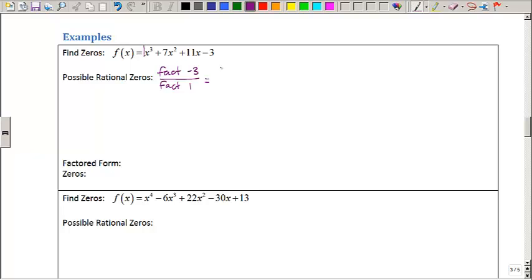The factors of 3 are plus or minus 1 and plus or minus 3. The factors of 1 are plus or minus 1. And when I divide that out, I'm getting possible rational zeros of 1 divided by 1, which is plus or minus 1, and 3 divided by 1, which is plus or minus 3. So first off, we have the list of possible rational zeros. I'm really hoping that this function has at least one rational zero in it.